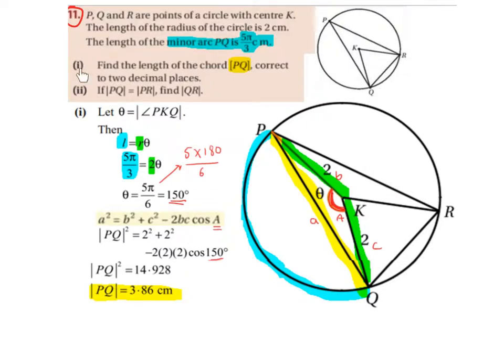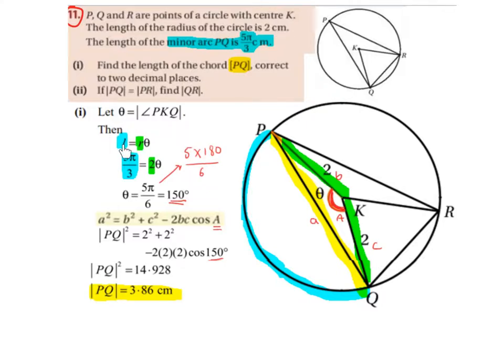Okay, so let's start with part 1. Find the length of the chord PQ. So I've drawn our circle out larger down here, and I've highlighted in yellow PQ, which is what we're trying to find. So we're going to let theta be the angle PKQ. So this angle here is going to be theta.